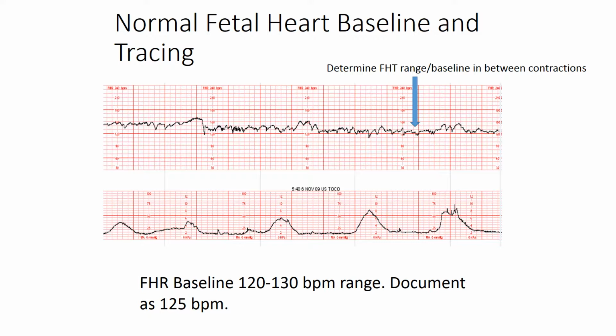Okay, so as we look at this slide, we need to determine the fetal heart rate range, and we know that normal is 110 to 160, but we want to determine this baseline in between contractions. So if you look at the blue arrow, that's where I'm looking right now, and I'd say it looks like it's around 118 to 128, or in some spots 120 to 130. So as I'm documenting it, let's just say the fetal heart rate baseline range is 120 to 130, a 10 beat range, and we're going to document it as 125 beats per minute.